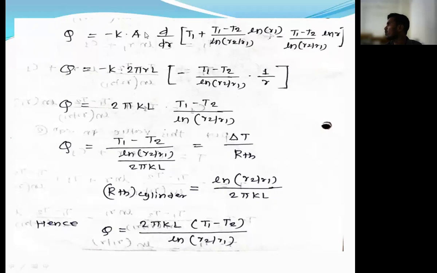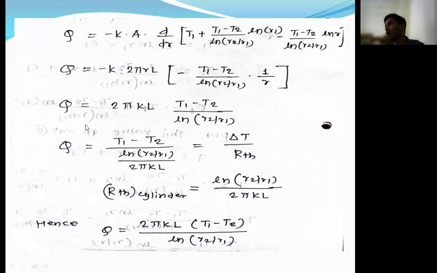And what is the area for this cylinder? 2 pi RL. So that's why here area is equal to 2 pi RL. Okay, instead of A we have to write down 2 pi RL. Okay, so Q is equal to minus K into area, which is nothing but 2 pi RL, and whatever the derivative is there, minus T1 minus T2 divided by ln of R2 by R1 into 1 by R. Okay, what will happen here is minus minus becomes plus.